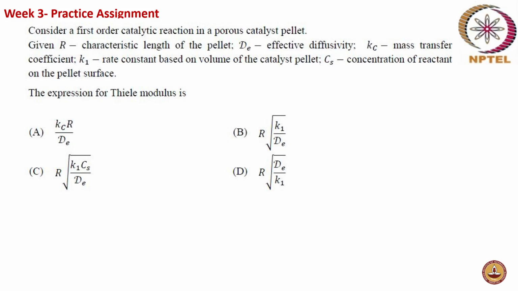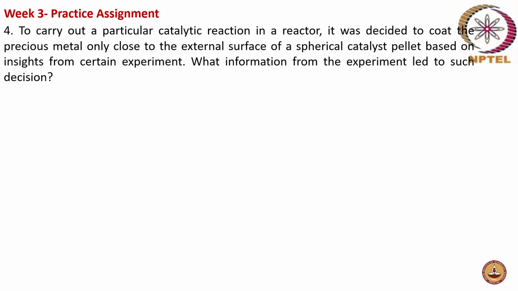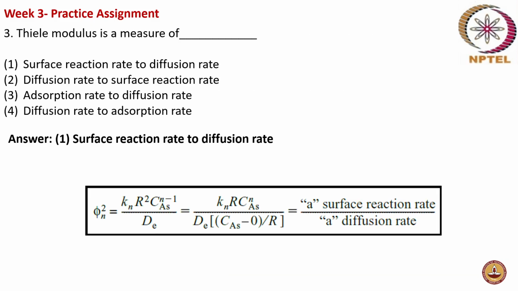Okay. So it is actually option B. Why is it option B? We'll just go back to the previous question and find out. So phi n square, which is nothing but the square of Thiele modulus, is given by Kn into R into CAS power n by dE into CAS minus 0 by R. Right?